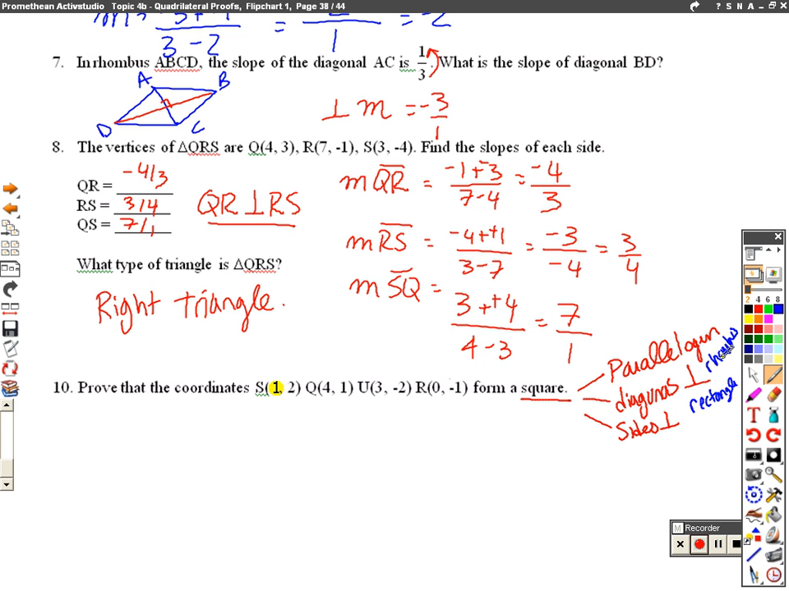I'm going to focus in on the slopes because if I can find out that the opposite sides are parallel, that will make it a parallelogram. It will also tell me if the sides are perpendicular. So let's find all the slopes of the sides. The slope of SQ, the slope of QU, the slope of UR, and the slope of SR.